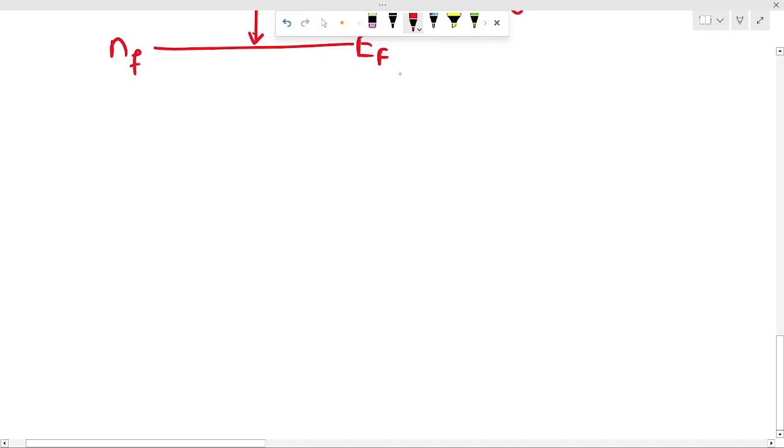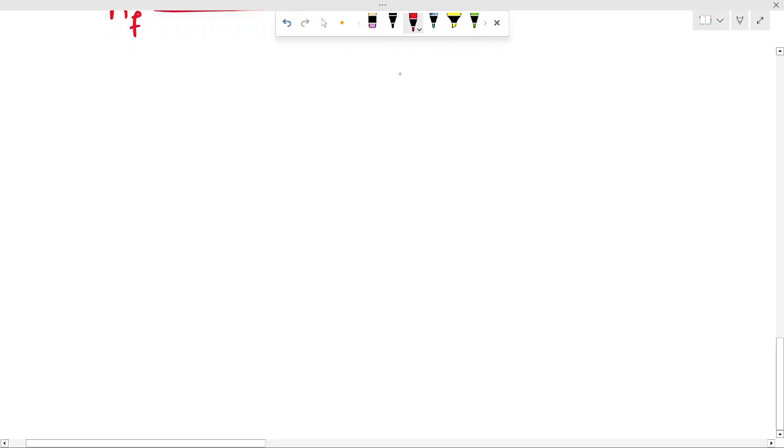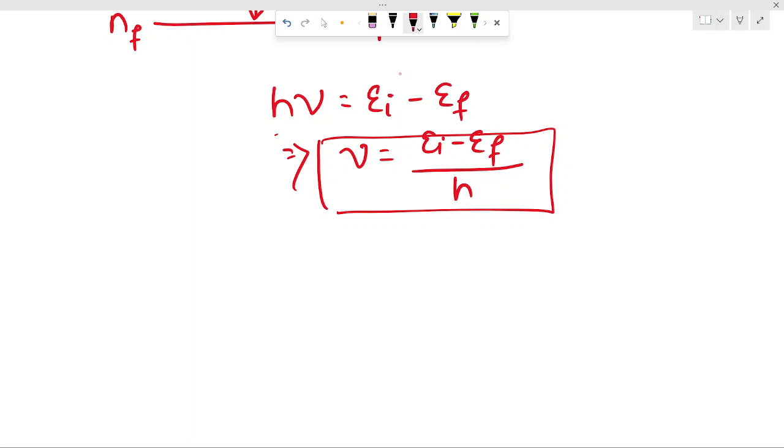We can also find the frequency of the photon emitted. What is the frequency of this photon emitted? We know that the energy of the photon is h nu, that is E initial minus E final. So the frequency nu will become E initial minus E final divided by h, isn't it? This is the expression for the frequency of a spectral line. Okay, is it clear to you?